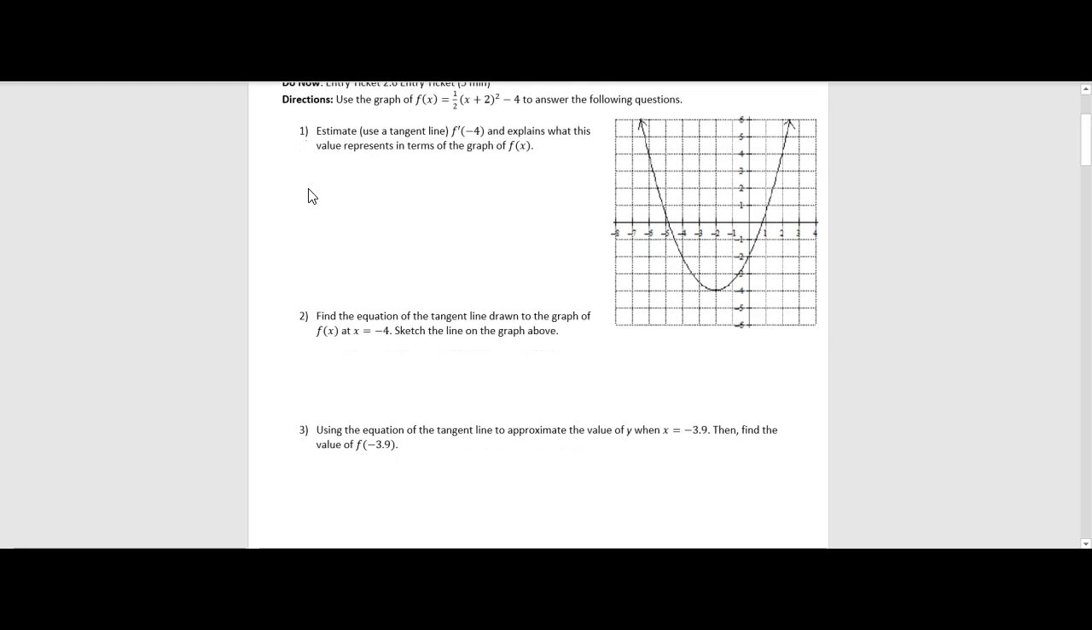Okay, let's get started. We have a graph here. It is the graph of f of x, which is equal to 1/2 the squared quantity x plus 2 minus 4. So today it's going to be really important to make sure you understand what functions we're being given. So are we being given the original function or are we being given the derivative? Because if you confuse that, then it's going to make your answers to the rest of the questions most likely incorrect. So if question number 1 says estimate f prime of -4 and explain what this value represents in terms of the graph of f of x.